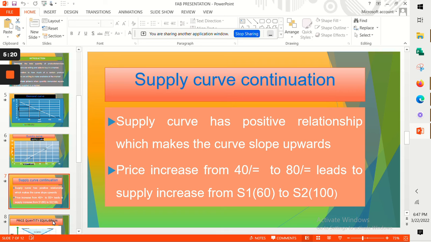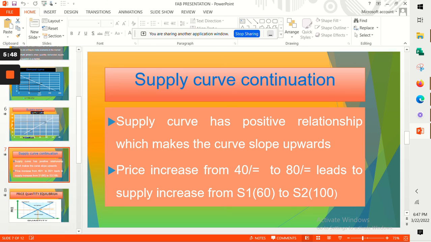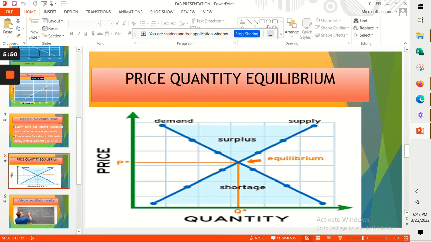And we have seen that a positive relationship is where, when the price increases, the quantity supplied also increases. When the price goes down, the supply also goes down. This is explained by this illustration taken from the graph above. So for today, we can conclude a supply curve has a positive relationship, and now we realize where the positive relationship comes from. And then we can now go on to price quantity equilibrium.